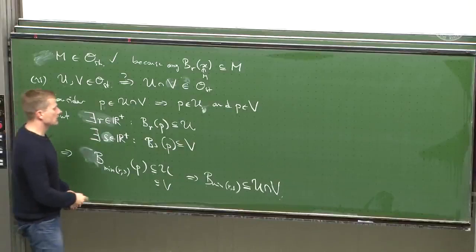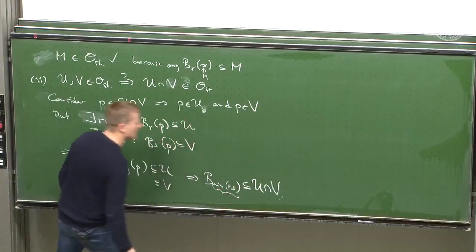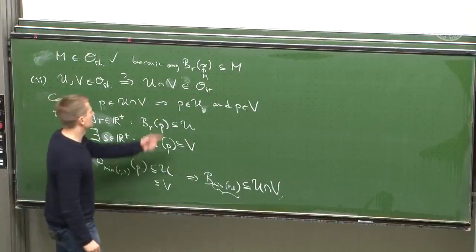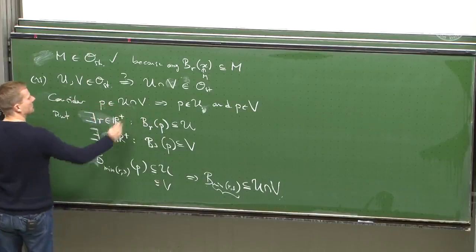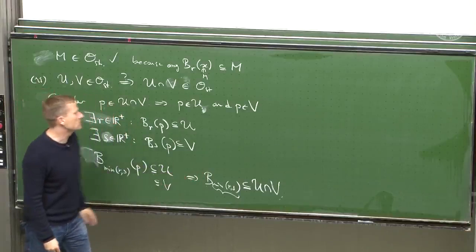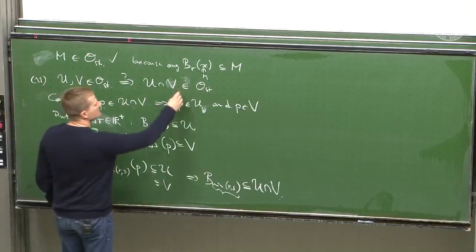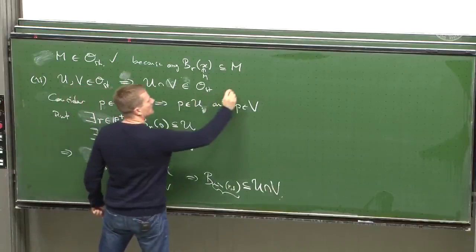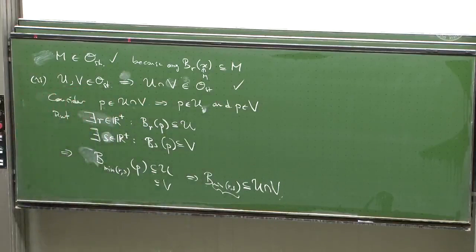So we found a radius, we found a ball that lies in there. That means, because we took an arbitrary point out of the intersection, for any point in the intersection this conclusion can be drawn. Hence, this lies in here. So indeed, this is correct.